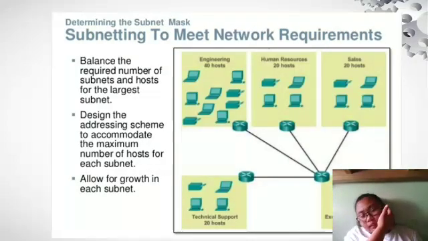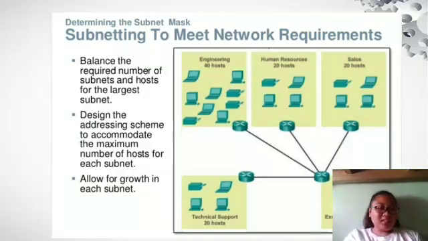Subnetting to meet network requirements. Balance the required numbers of subnets and hosts for the largest subnet. Design the addressing scheme to accommodate the maximum number of hosts for each subnet. Allow for growth in each subnet, as shown in this figure.